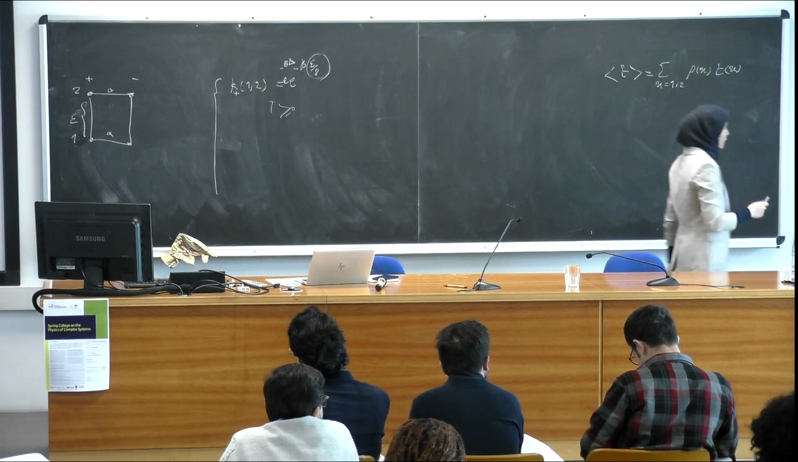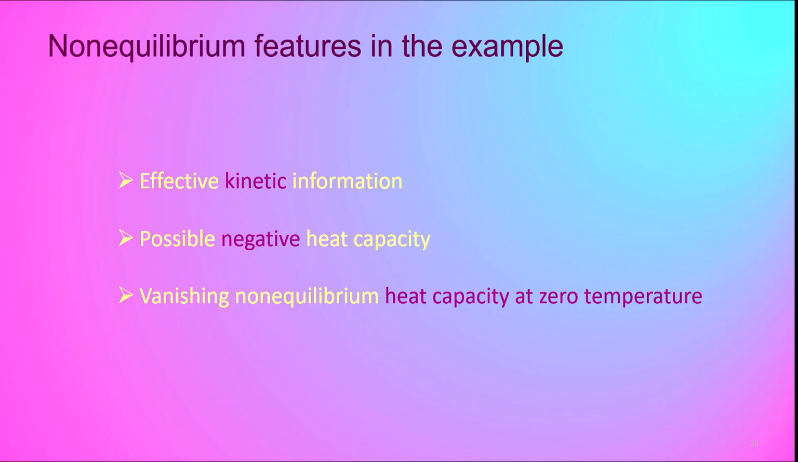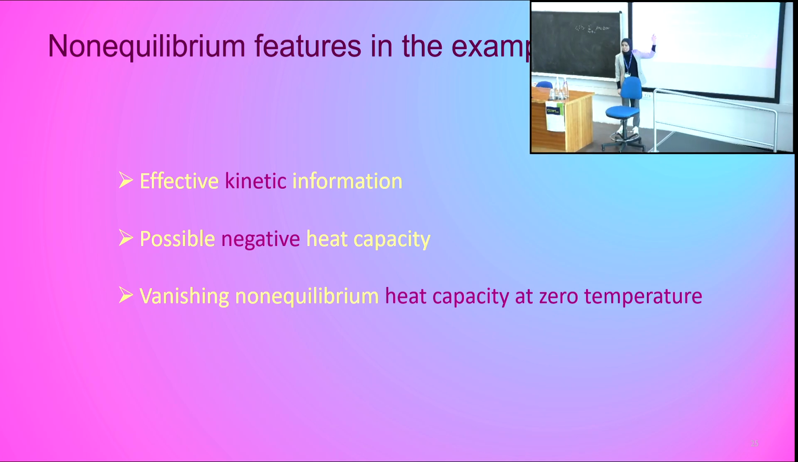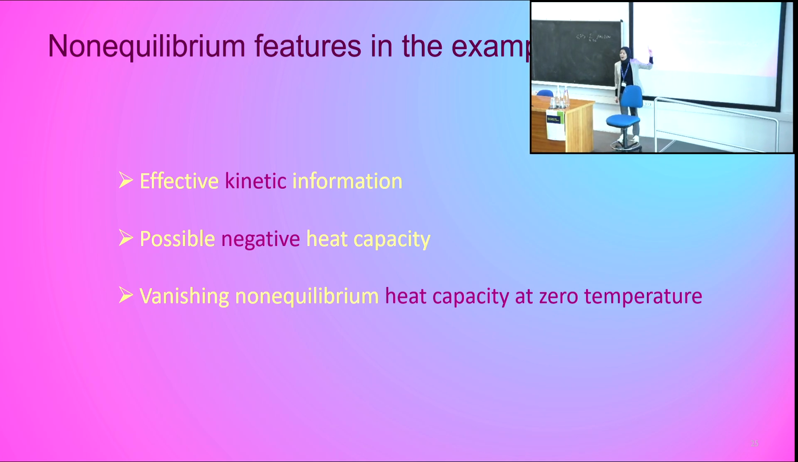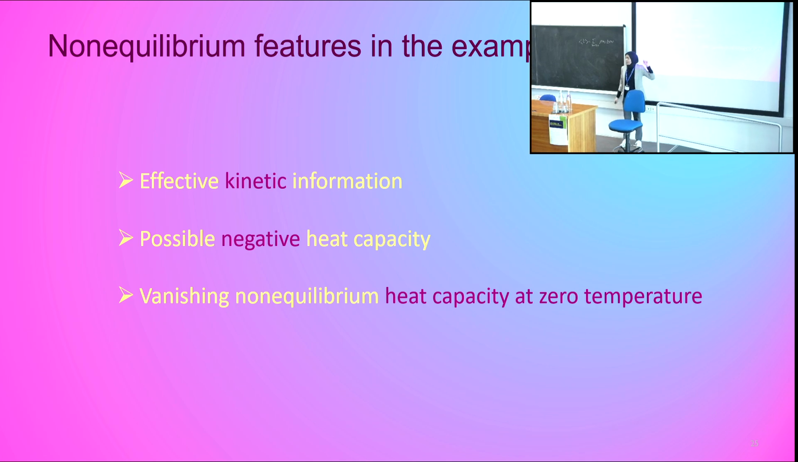Okay, what did I want to tell? Pay attention to the zero temperature behavior of the heat capacity. Pay attention that it is possible to have negative heat capacity. And another property: when we change the delta, something happened. It means that now in non-equilibrium, kinetic information plays a role. It's important.